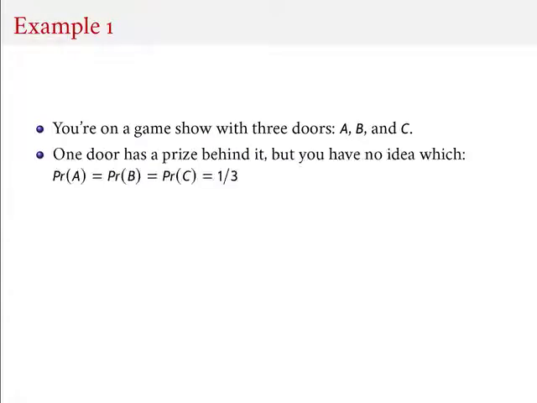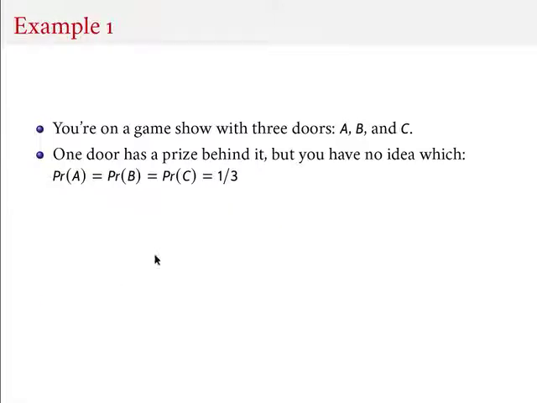So here is the first example, and this is similar but not identical to an example from the very first chapter of the textbook. This is a simple version of that kind of example. Suppose you're on a game show with three doors, A, B, and C. The doors are closed and you don't know what's behind them, but you do know that one of these three doors, A, B, or C, has a prize behind it. And you have no idea which one of these doors is more likely to have the prize. The prize is put randomly behind one of the three doors.